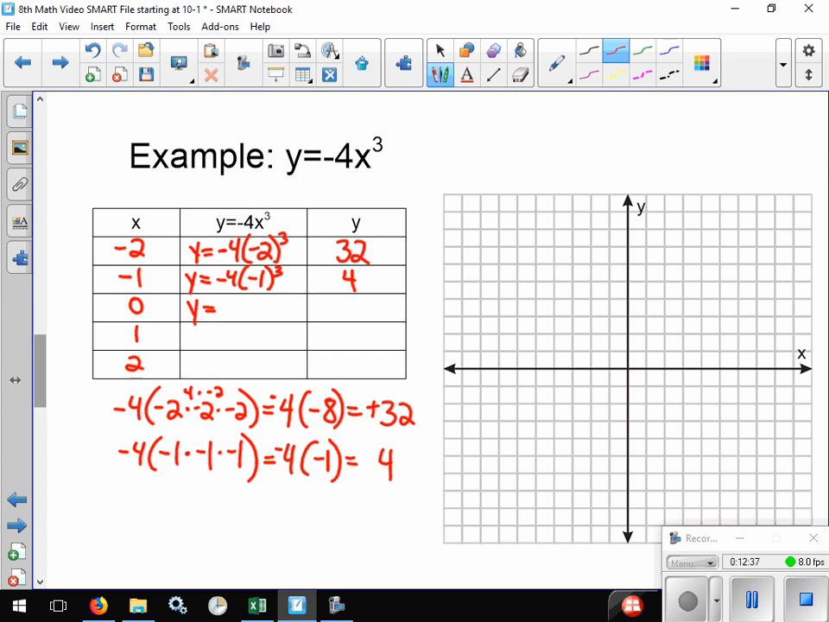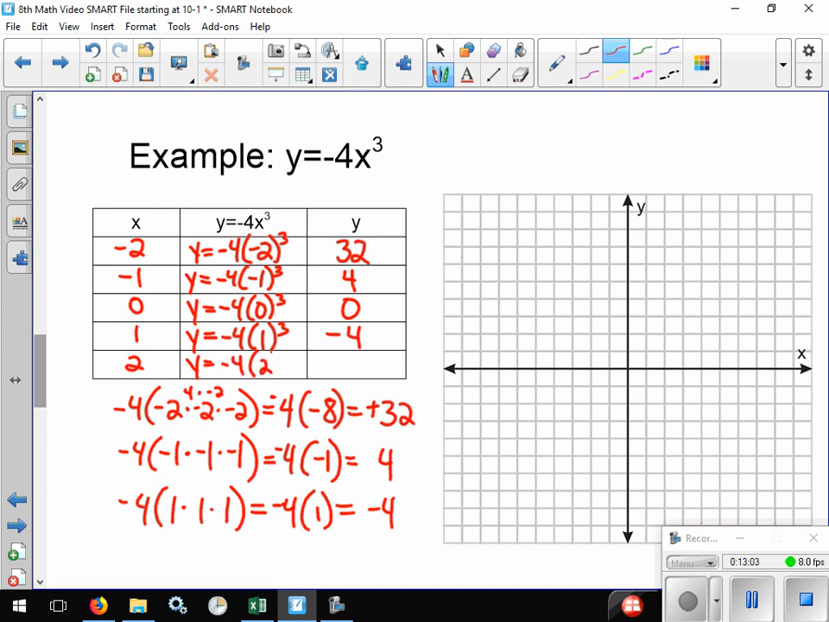Okay, y equals negative 4 times 0 cubed. Well, anything times 0 is 0, so that's fast. Y equals negative 4 times 1 cubed. Here we have negative 4 times 1 times 1 times 1. So it's negative 4 times 1, which is negative 4. And then y equals negative 4 times 2 cubed.